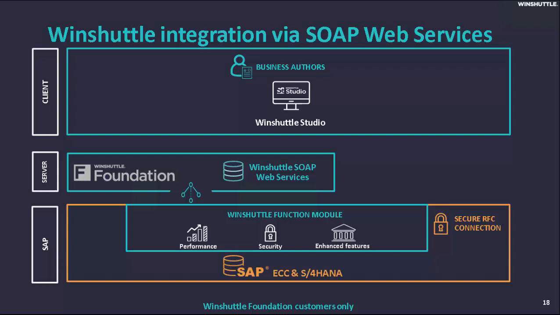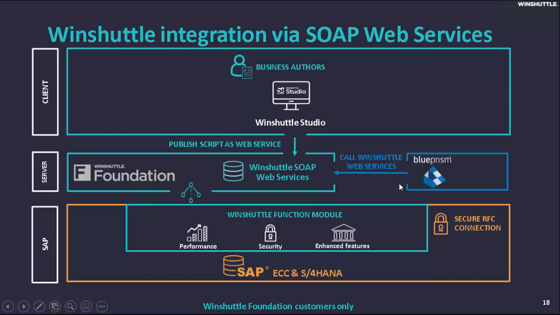In this recording, we're going to cover how Winshuttle can integrate through SOAP Web Services. In this example, we would have a business author who would create a Winshuttle script, which is an SAP interaction, and publish it to our foundation site as a SOAP Web Service. Once that SOAP Web Service is available, a Blue Prism digital worker would be able to call that web service.